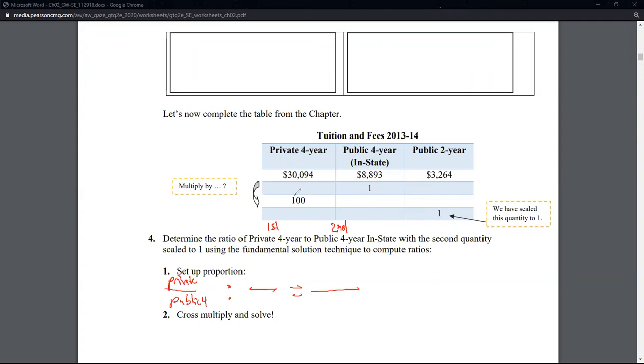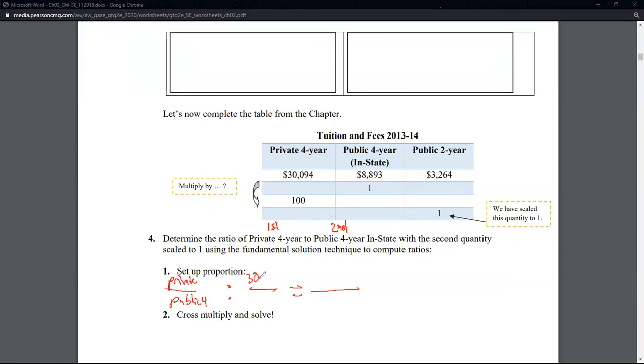The 100 here is scaling the private four-year to 100. That's not part of this problem. It's part of a later problem. Okay, so now you just got to be consistent. Private to public, private to public, private to public. Well, we have a private number here. We have a public number here. We have both of them. So let's make that the first fraction.